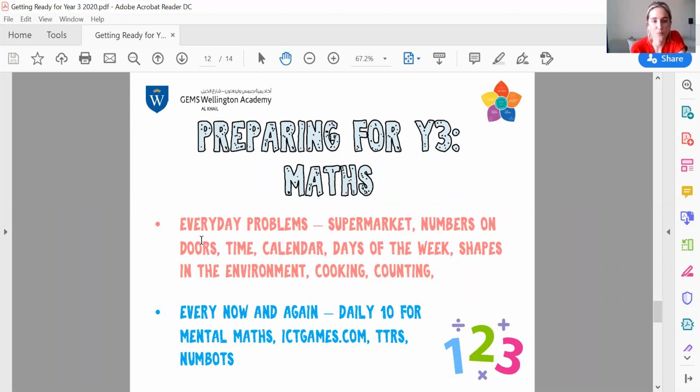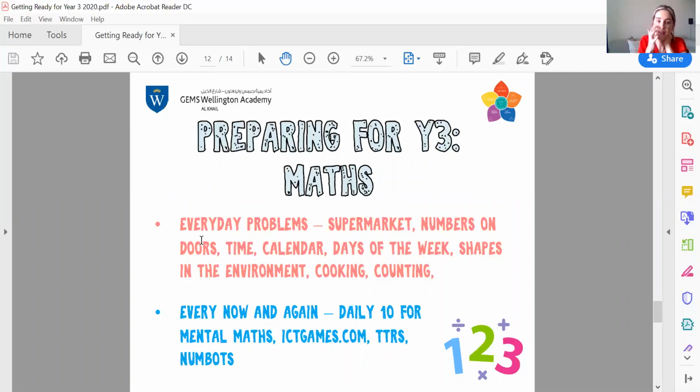Time is a massive one. We're currently teaching time in year 3 now, and it's such a difficult concept to teach. So as much as you can feed time into everyday life, it really, really helps the children to get their head around it. Calendar, days of the week, what day is it tomorrow, what day was it yesterday, it's the 13th today, so what date will it be in 1 week's time? Just things like that, just weaving into everyday life.